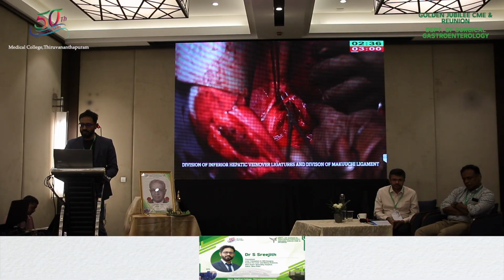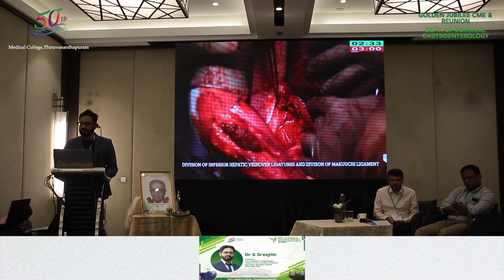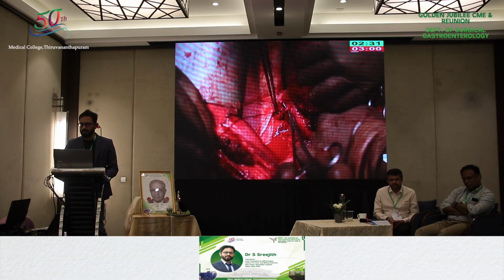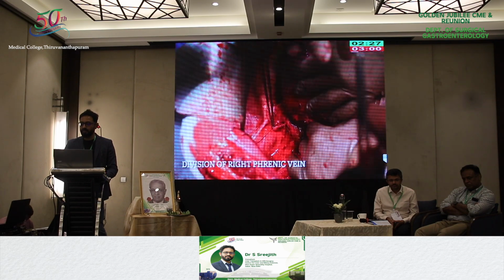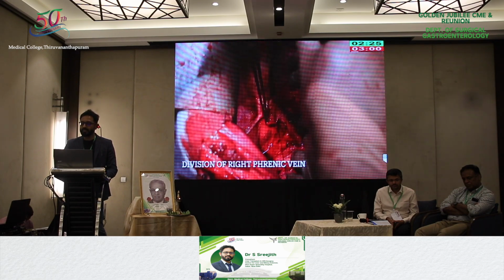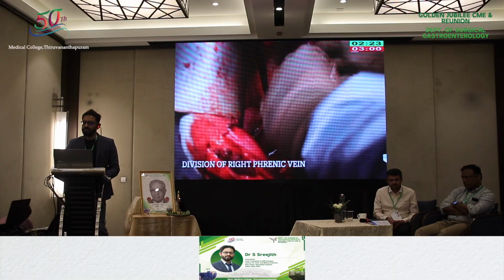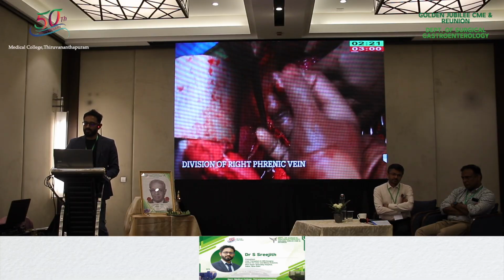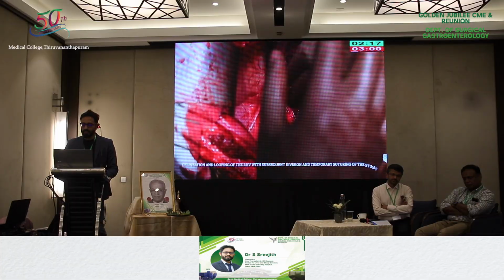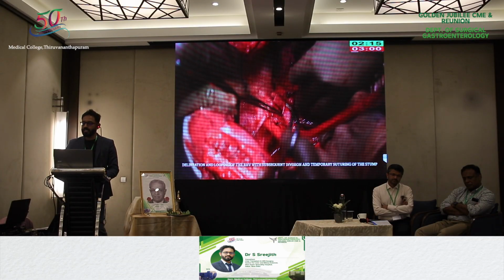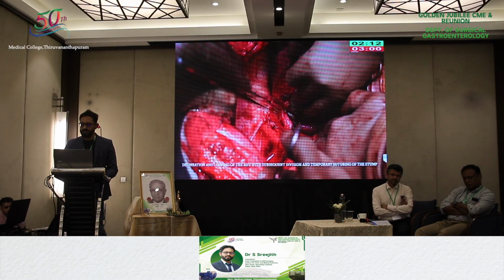Again, inferior phrenic veins are divided. It's always better to divide and suture fix phrenic veins because we have experienced post-operative bleeding on day one, just after extubation. When the patient was extubated, they coughed and it bled, and when subsequently we explored, we found that it was just bleeding from the phrenic vein. So now the liver is just held up with the hepatic veins.